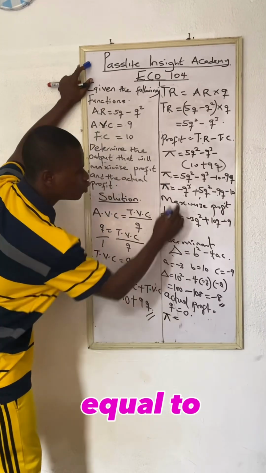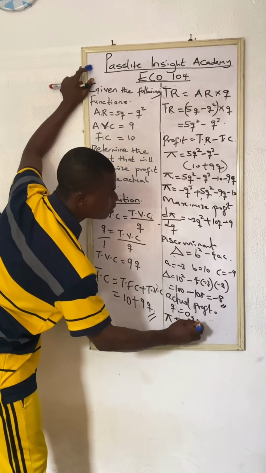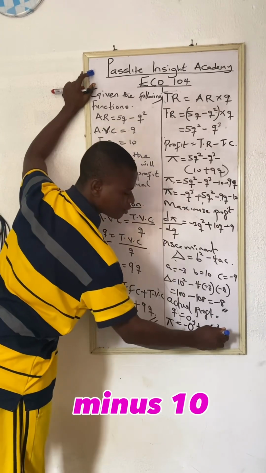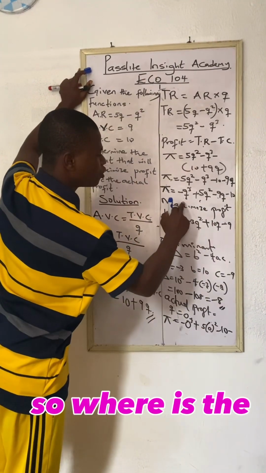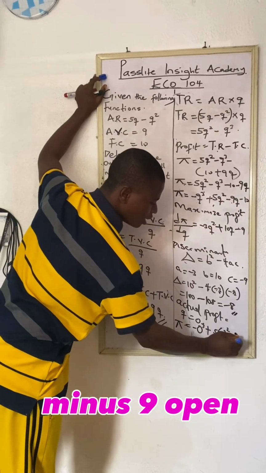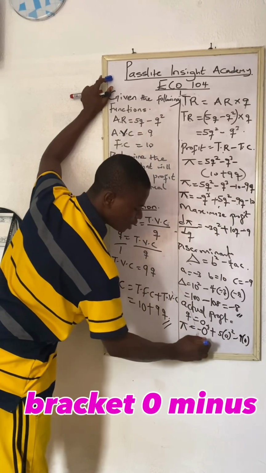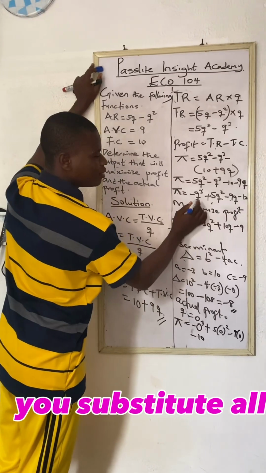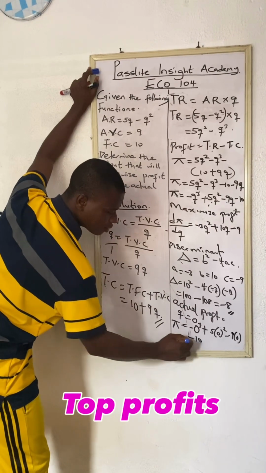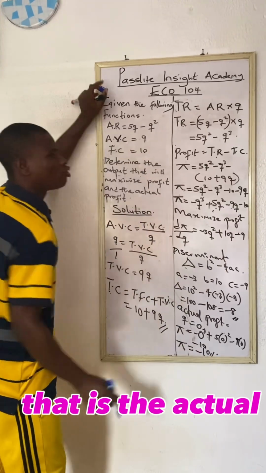So pi is equal to minus 0 raised to power 3, plus 5 times 0 raised to power 2, minus 9 times open bracket 0, minus 10. So at the end of the day, when you substitute all these zeros, the final answer, the actual profit, is minus 10. So that is the actual profit.